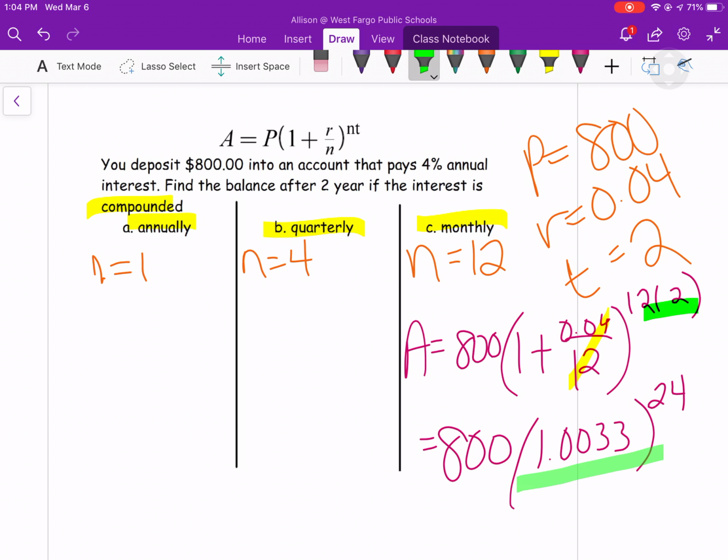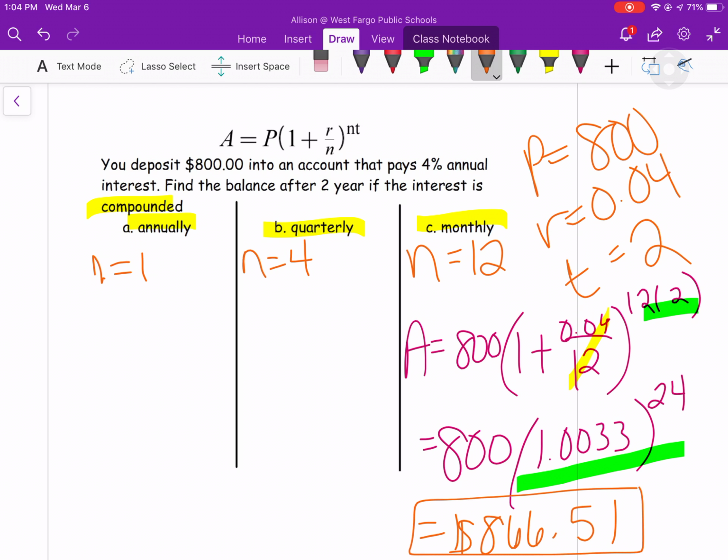Next, I did this to the exponent of 24. Then I took it times 800, which finally ended with $866.51. So if you want to stop here and try the other two and see what you get, this is how much money I got when it was compounded monthly. If it was compounded annually, my answer was $865.28. And if it was compounded quarterly, I got $866.29.